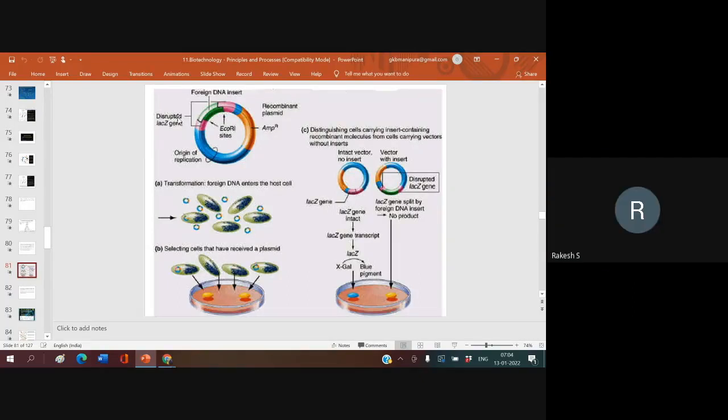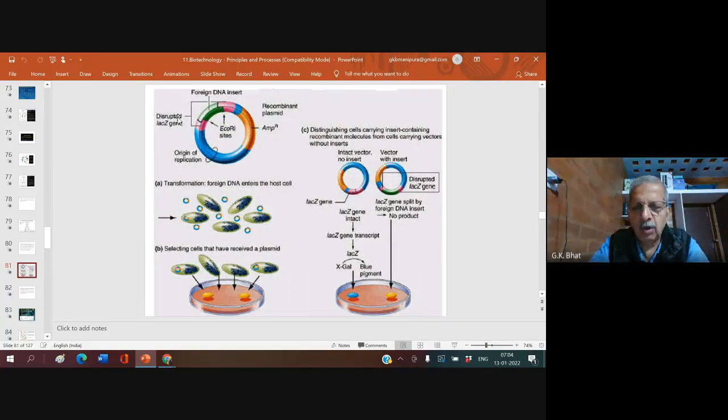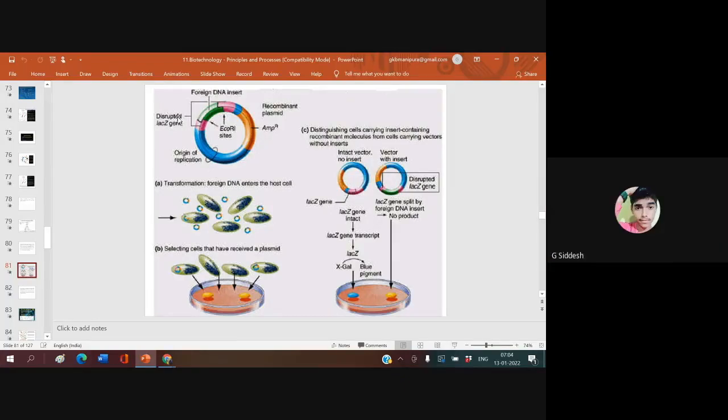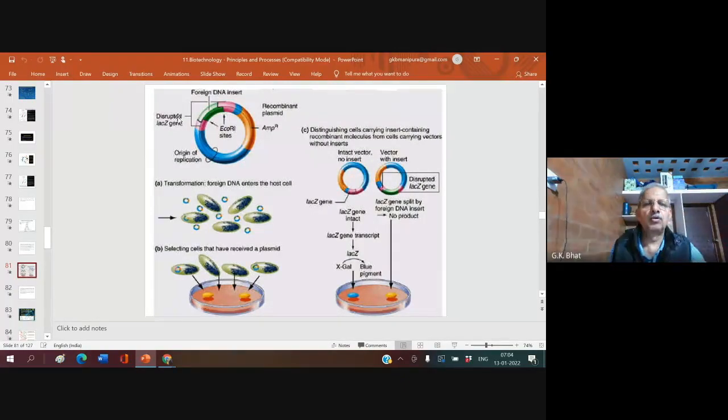Beta galactosidase is not produced. When beta galactosidase is not produced, the chromogenic substance will not be converted into blue color. Now we have here a transformation. Foreign DNA enters the host cell. Now we have added this foreign DNA into LAC-Z, and this plasmid is entering into the host cell, bacteria. So it has come inside.